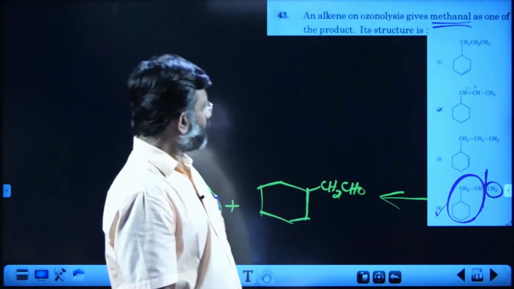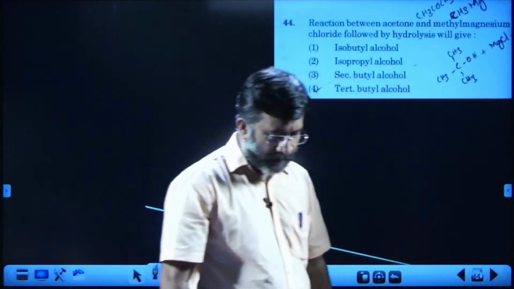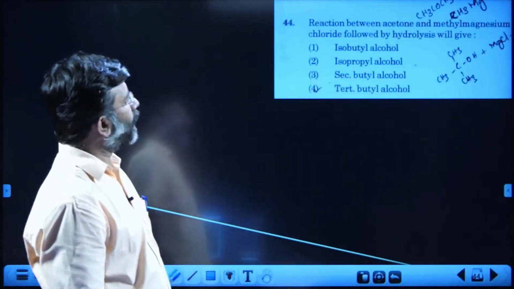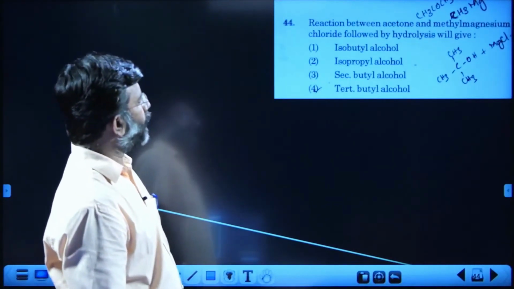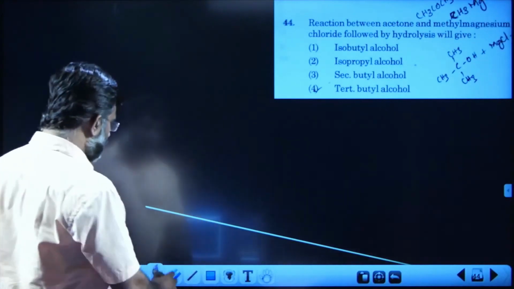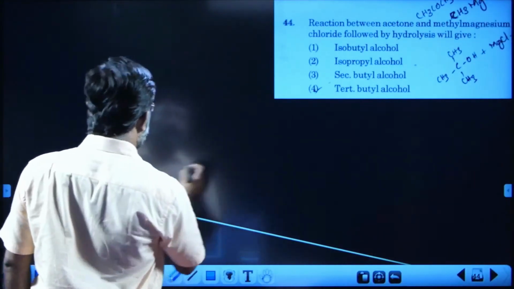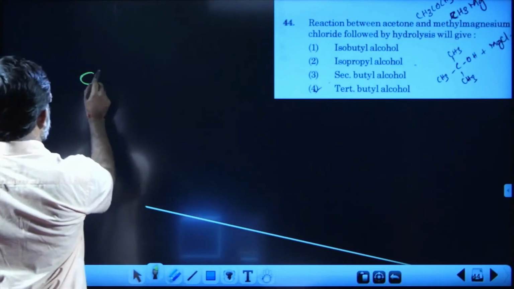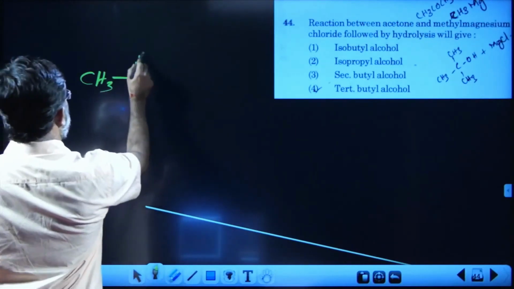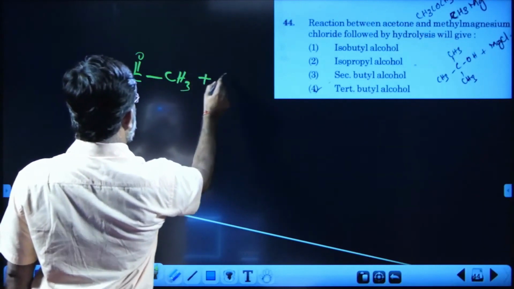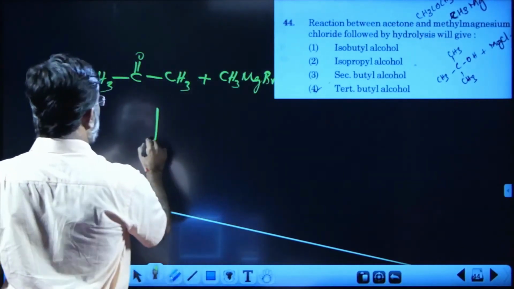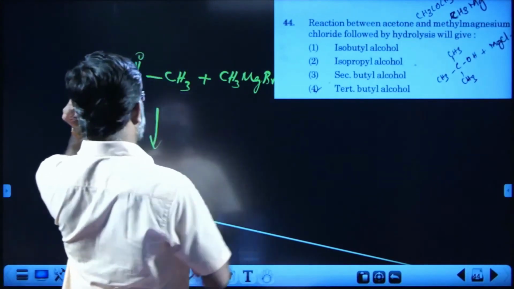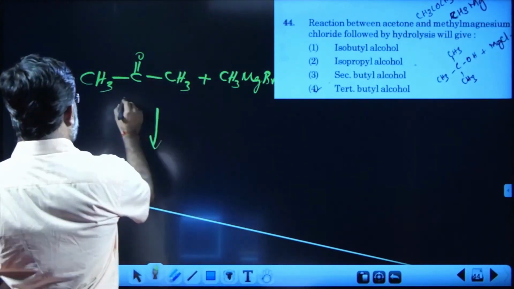Question number 44. Reaction between acetone and methyl magnesium chloride followed by hydrolysis. I think you are aware of acetone, CH3COCH3, plus CH3MgBr or CH3MgCl, the Grignard reagent.